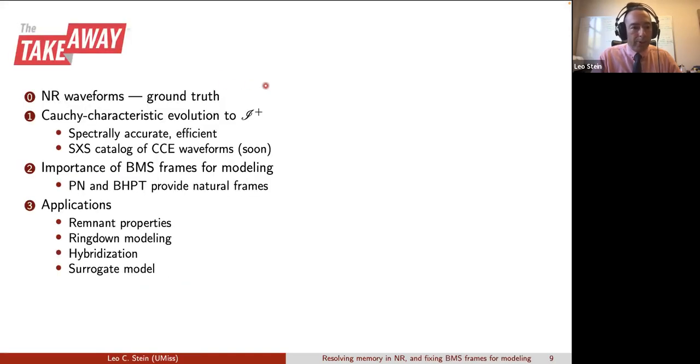All right, so I really have to speed up. Here are the main takeaways from the talk. I know I haven't actually said anything yet, but I will talk about this approach called Cauchy-characteristic evolution, which takes our numerical relativity simulation data and solves Einstein's equations all the way out to future null infinity, which is key to resolving memory. So that's the technical new thing, actually being able to resolve memory in these waveforms. And then I'll talk about the importance of finding the appropriate BMS frame for these waveforms to do modeling.